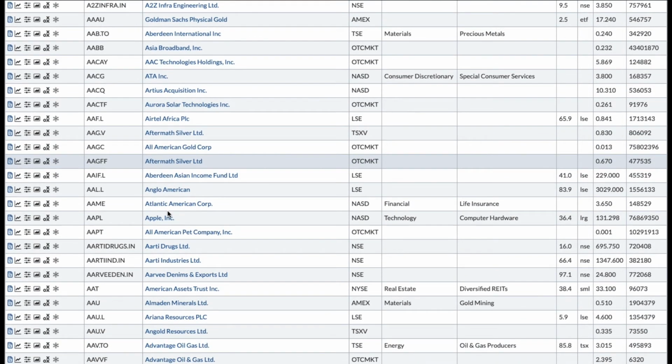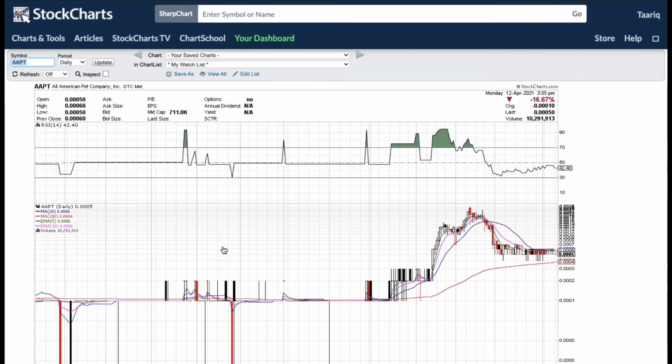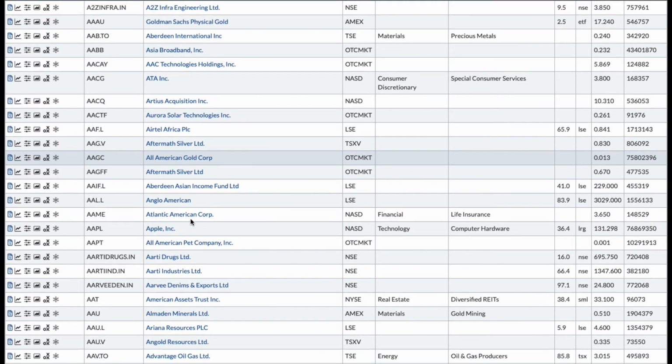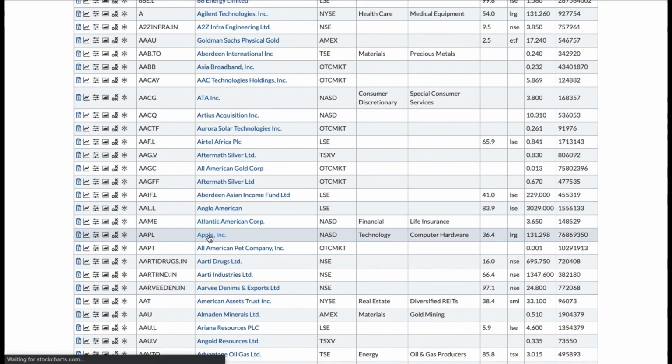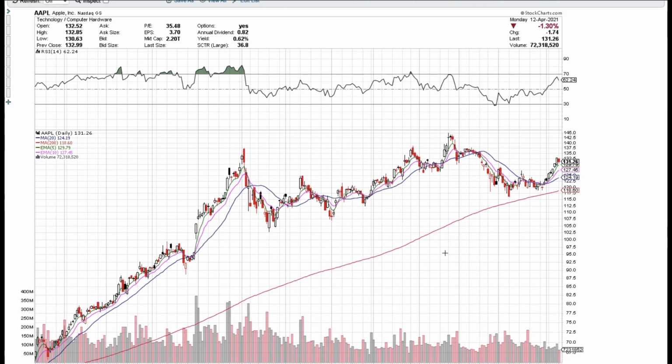Let's take a look at AAPT, All American Pet Company. Actually, no, let's look at one that is not necessarily that low. Let's look at Apple. We know Apple is going to give us something recognizable. Okay, so here's another example.